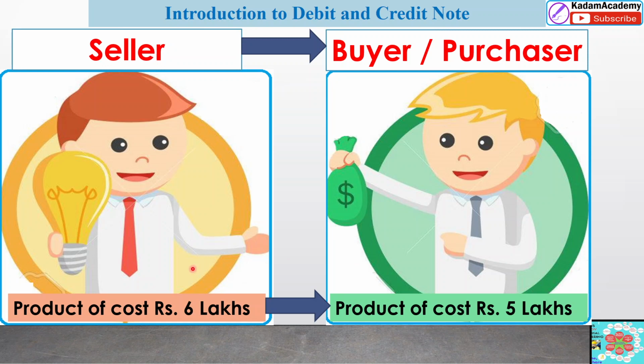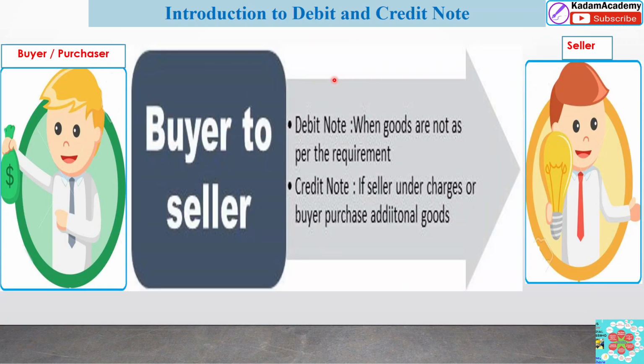So for this purpose, one document is required. For this purpose, debit note and credit note are required, and that will be useful for the balance sheet, for the tax purpose, for the transaction purpose. All are included. This transaction is from the seller to buyer, buyer to seller. These two notes are given, debit note and credit note. We'll see in detail how this debit note, credit note, and the uses of this debit note and credit note.